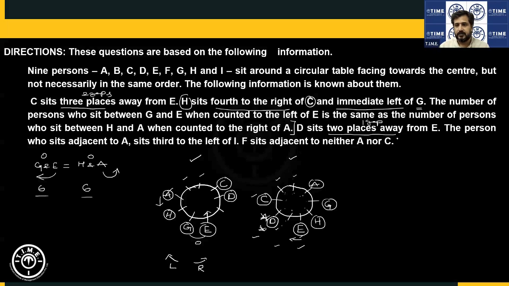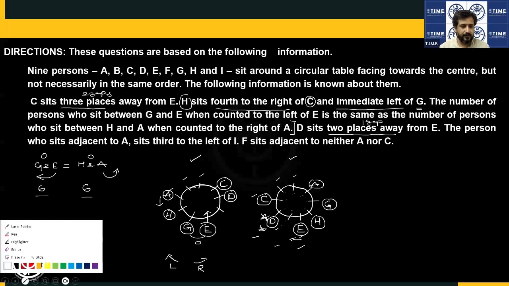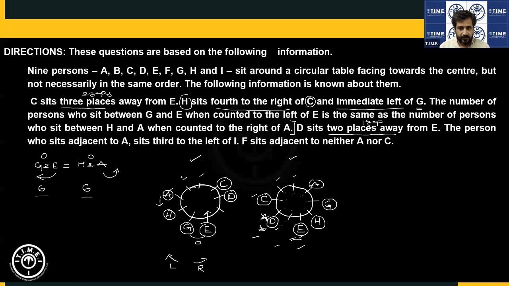What is given next? The person who sits adjacent to A is third to the left of I. Now adjacent to A is nothing but 2 places are possible: immediate left side and immediate right side. Now if I consider the person who sits adjacent to A sits third to the left of I, then if I consider this position as the person position, this person is actually third left of G.